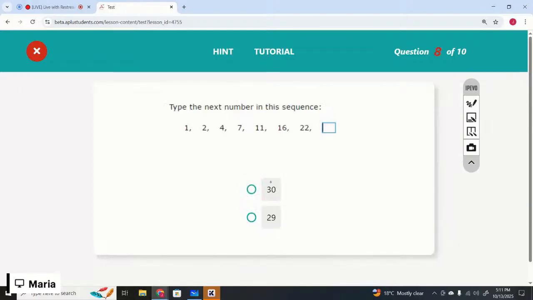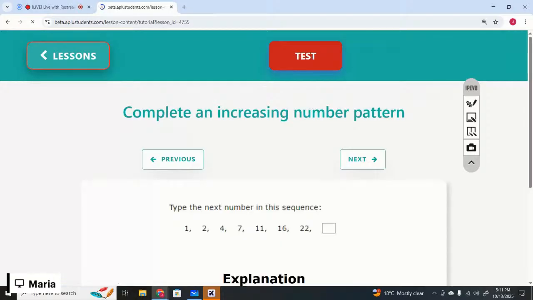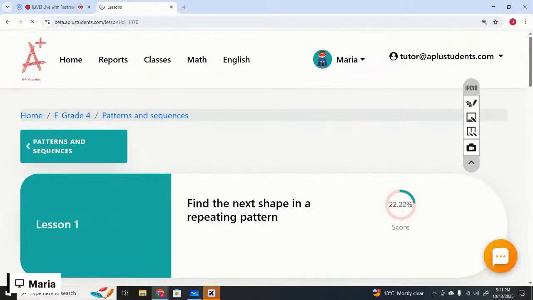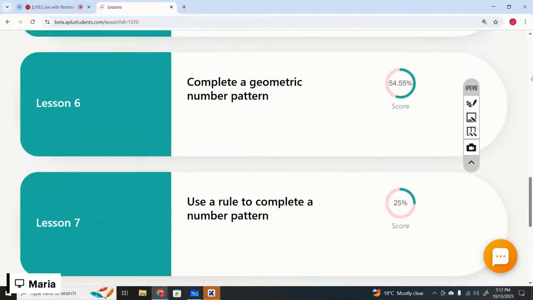Okay, you can complete the lesson by yourself later today. Let me just move on to the next lesson. The next lesson is pattern. Let's just start with the lesson.